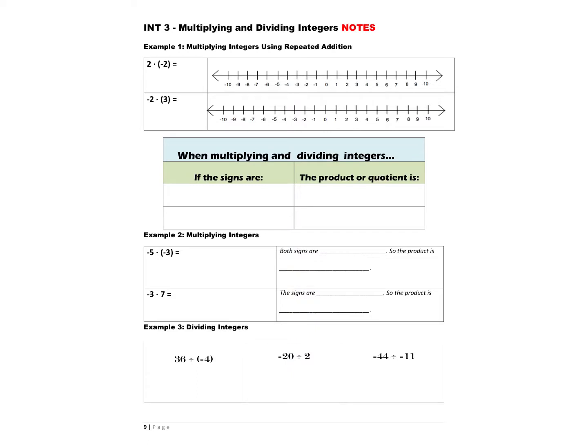All right, for multiplying integers, we are going to start by using a number line again, just like we did for add and subtract. But I do think you're going to find the rules for multiplying and dividing a lot easier than it was for add and subtract.